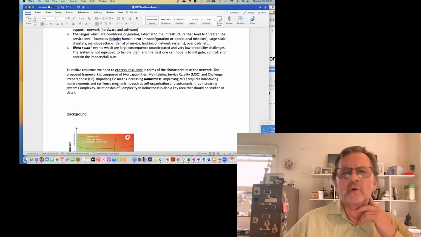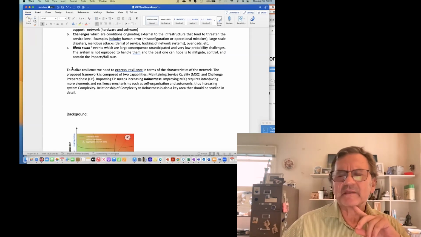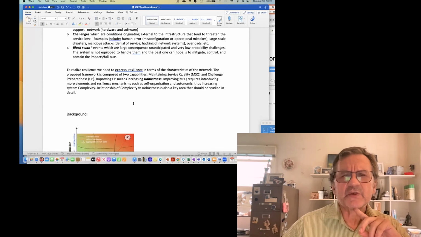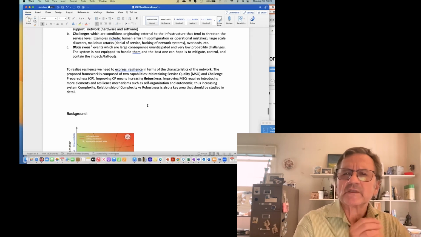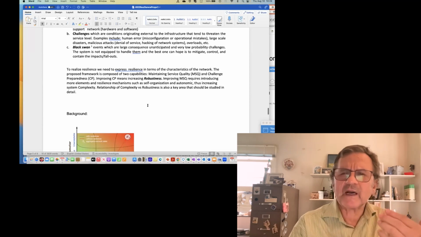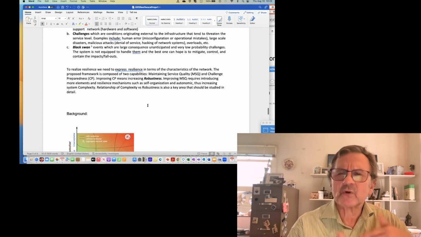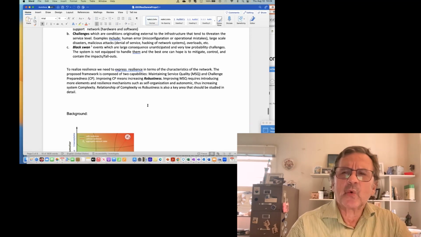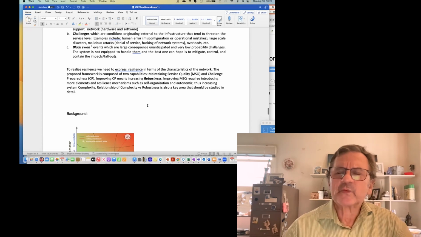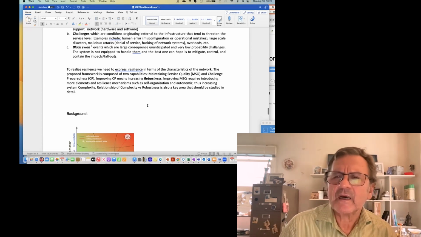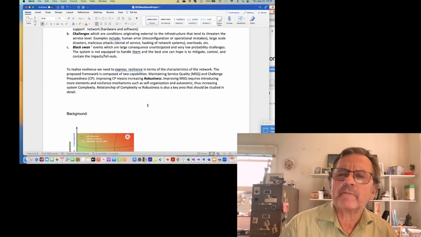Let me just end this little presentation. To realize resilience, we need to express resilience in terms of characteristics of the network, right? If you cannot measure something, you cannot control or manage it. So the idea here is that we are assuming we have a way of collecting data, making sure that we understand what the data means, and then analyzing it carefully.